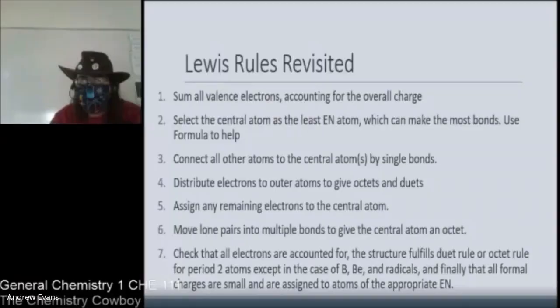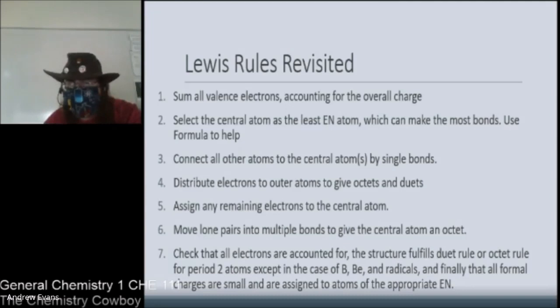3, we connect all atoms to the central atom. 4, we distribute all the electrons to the outer atoms to give octets. If there's any electrons left, we put them on the central atom. 6, we move our lone pairs into multiple bonds to give the central atom an octet. All that's old hat. 7 is where it gets a little tricky.